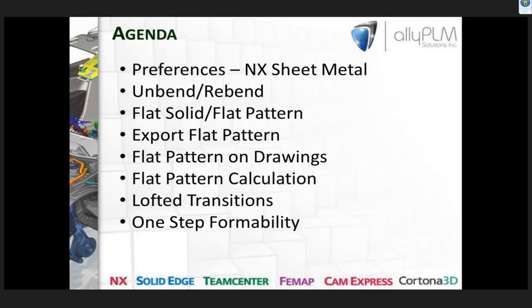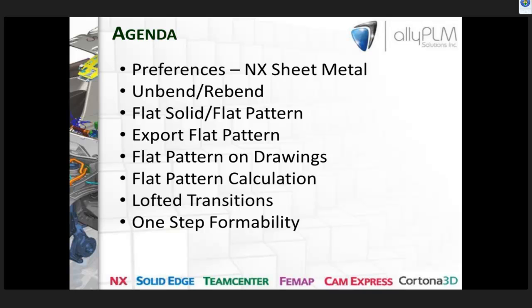So the agenda for today's session, we have about 30 minutes, and we're going to first of all look at preferences for NX sheet metal. We're going to take a look at using the unbend and rebend command. Then we're going to do a quick comparison of what the flat solid and the flat pattern command does for us in NX sheet metal.